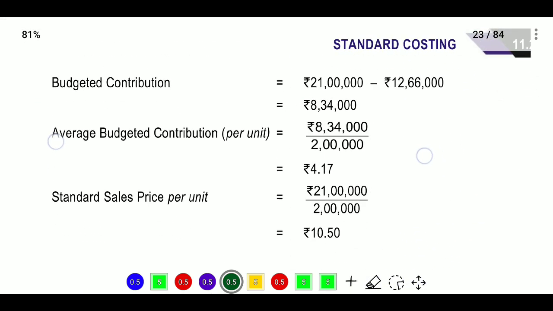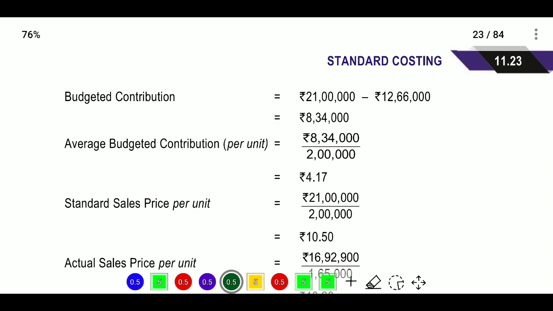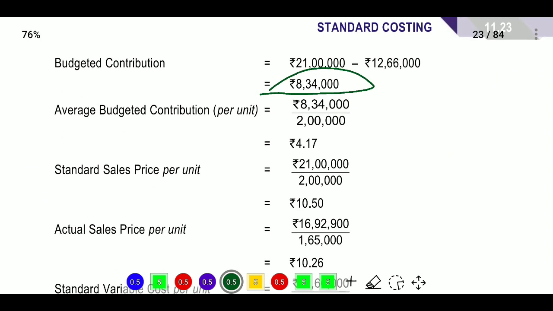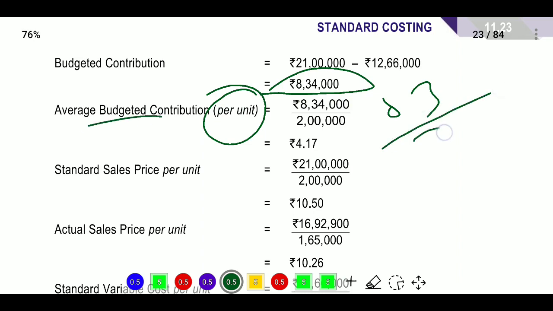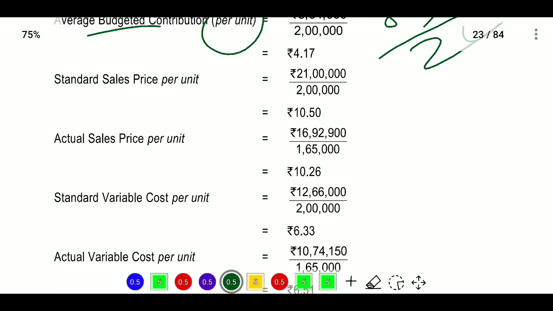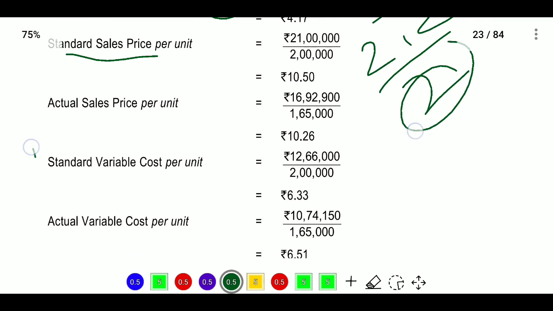Next, standard costing. Budgeted contribution we have calculated, we have got 8 lakh 34,000. So average budgeted contribution per unit. Per unit it will be 8,34,000 divided by the budgeted quantity, since it is related to budget. Next, standard price, that is budgeted sale price, will be 21 lakhs sales divided by 2 lakhs quantity, and we have calculated this also.